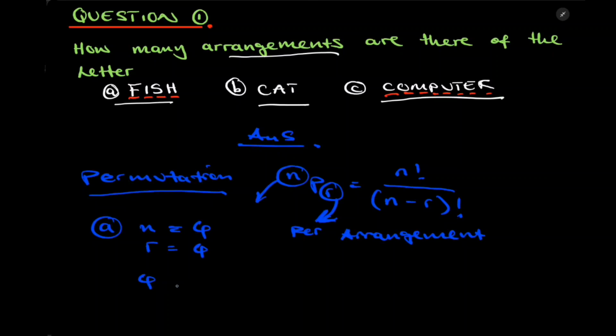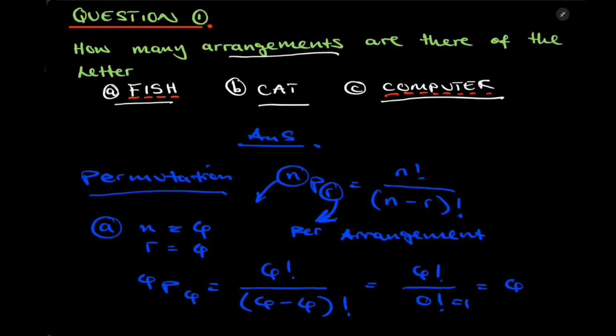So we are going to end up with 4 permutation 4, which is equal to 4 factorial divided by 4 minus 4 factorial. And this will be equal to 4 factorial divided by 0 factorial. We know that 0 factorial is equal to 1, so this is the same as 4 factorial, which is the same as what we got in our first method. So that's how we apply permutation to find the number of possible arrangements. Now, why is it that this formula is better than the approach of using factorial?